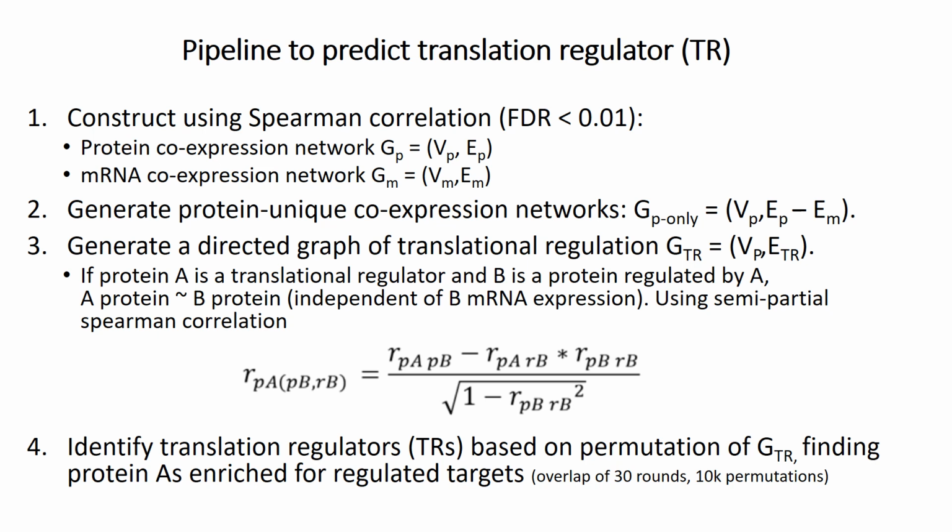Third, we used semi-partial Spearman correlation to generate a directed graph of translation regulation. Fourth, we permuted 10,000 times for the directed graph of translation regulation and predicted translation regulators based on the number of target genes regulated by candidate translation regulators. The round of permutation is repeated 30 times, and the overlap of translation regulators of these 30 times were our predicted translation regulators.